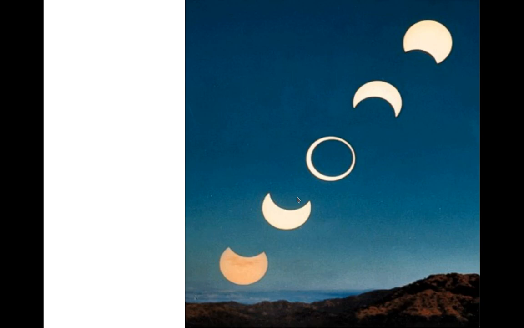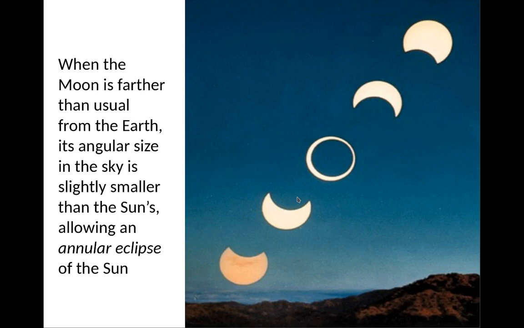Here's an annular eclipse of the sun. When the moon is farther than usual from the Earth, its angular size is slightly smaller than the sun, so it allows for an annular eclipse of the sun. This could never happen for the moon because you get partial eclipses or total eclipses of the moon, but you can't have annular, because the Earth's shadow is much larger than the moon.